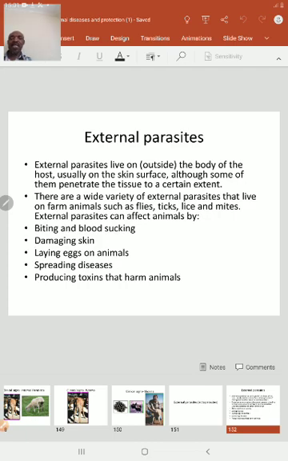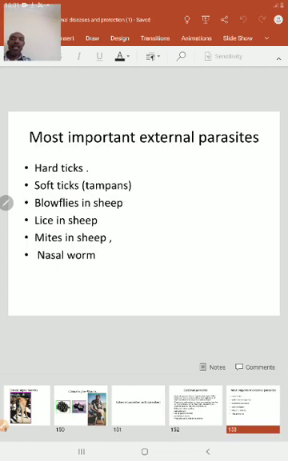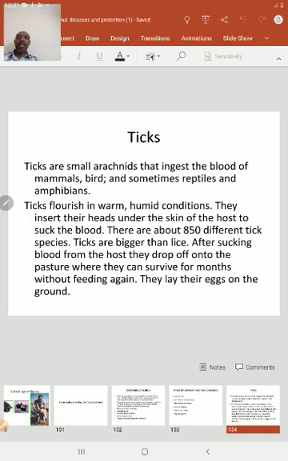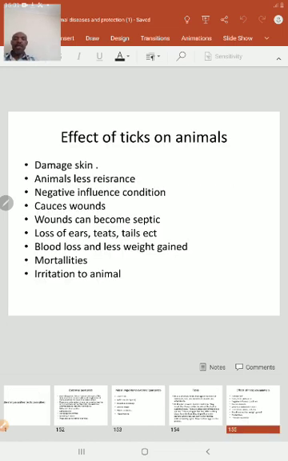They damage the skin. They lay eggs and spread diseases. And the most important of these are the ticks, terpenes, blowflies, lice, mites, and nasal worm. So ticks are small arachnids that ingest blood. They suck blood. They like the warm environment. So these are the effects of ticks.